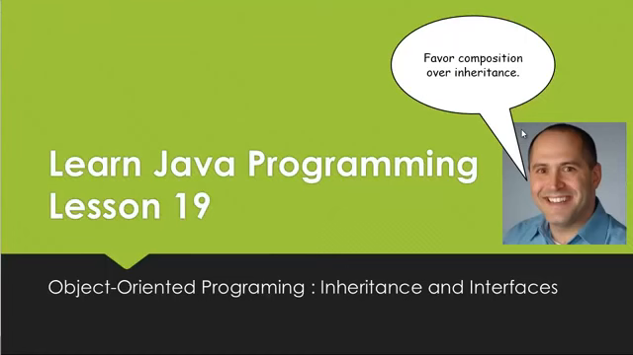In this lesson, we will look at some object-oriented programming concepts, mainly inheritance and interfaces. Now, we've used inheritance and interfaces both before in other examples, but we never really have taken the time to formally explain what these two concepts are and why they're important to the paradigm of object-oriented programming.